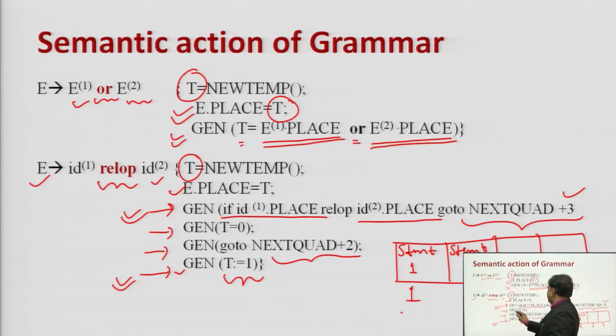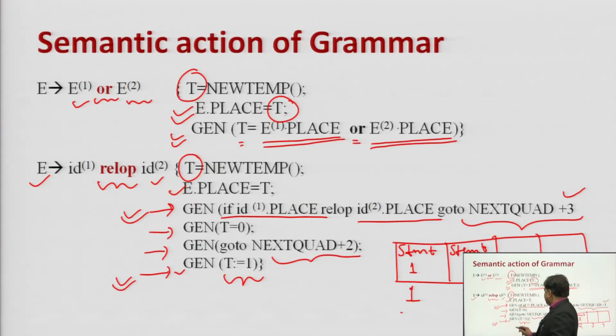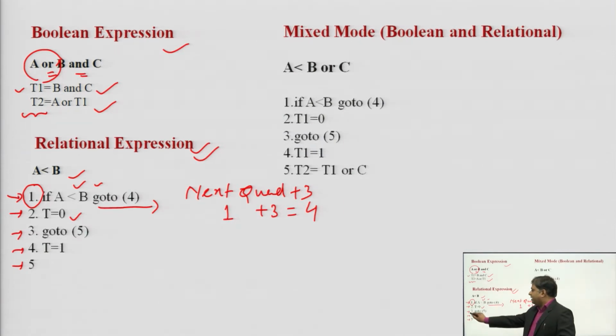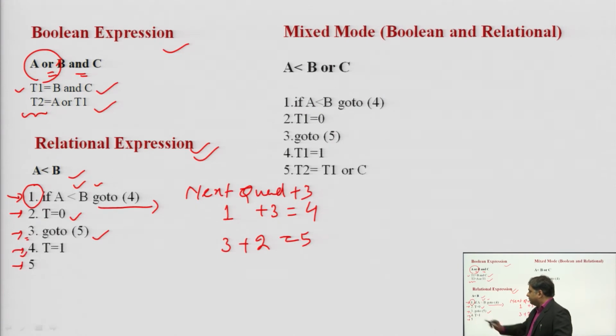Next statement, generate t equals 0: generate a temporary variable t and assign it 0. Next, generate go to nextquad plus 2. So, what is the value of nextquad here? 3 plus 2, that equals 5. So, go to value is 5. Next, t equals 1, here is t equals 1.